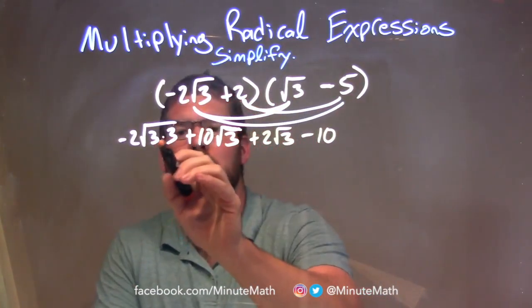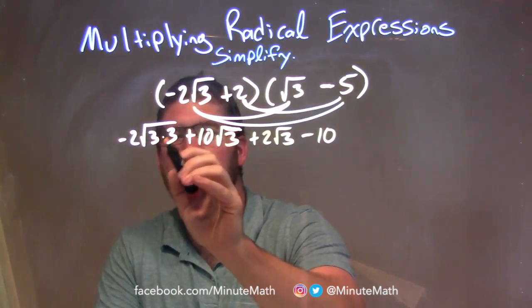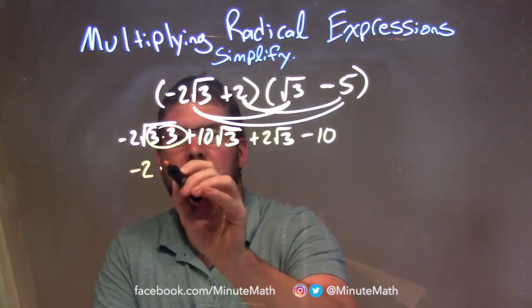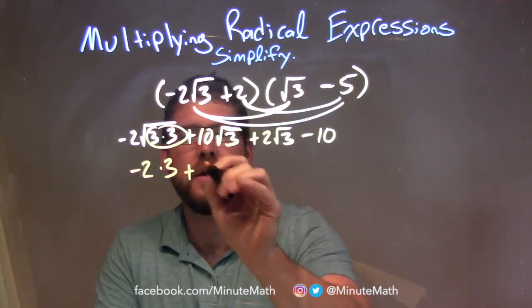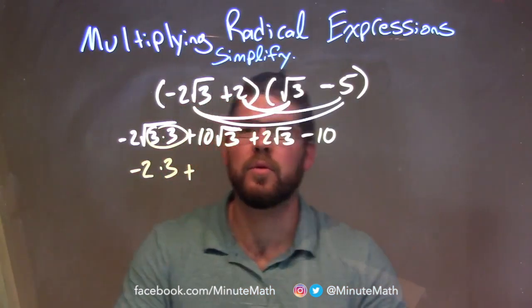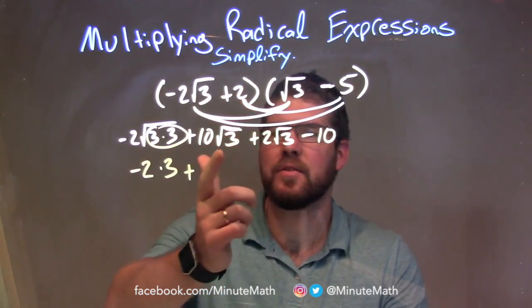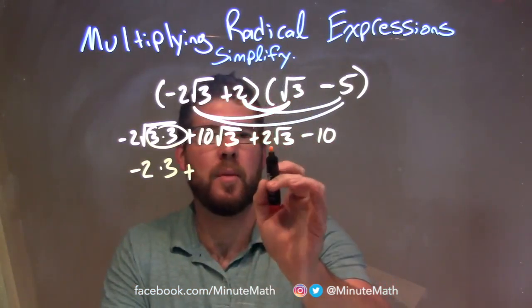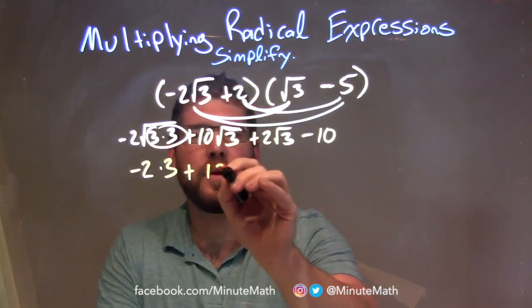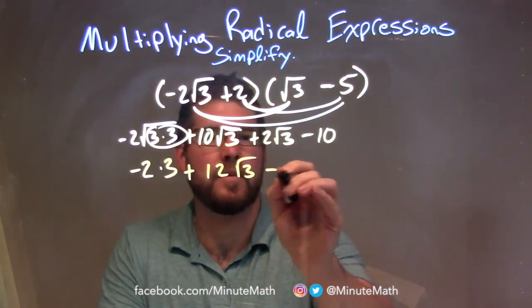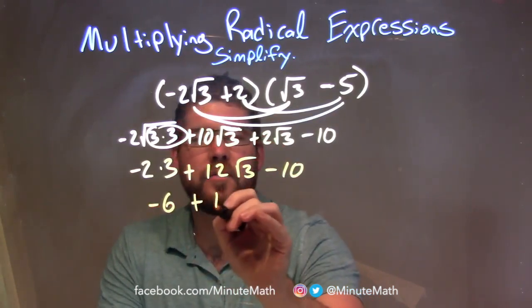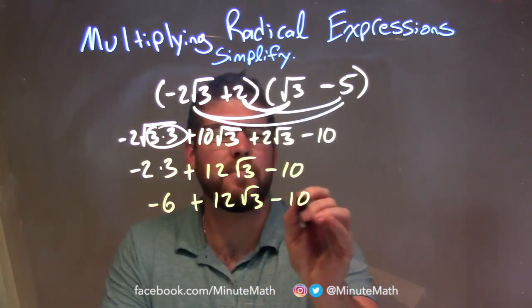Well, the square root of 3 times 3, I see my pair, okay? I already see a pair of 3's right there. I can bring that to the outside and have negative 2 times 3 here, okay? Now, I have square root of 3 and square root of 3. I can combine those two to be one part here. So we look to the number out in front, the 10 and 2. So this becomes 12 square root of 3, and then we have a minus 10 right there. Negative 2 times 3 is a negative 6, plus 12 square root of 3 minus 10.